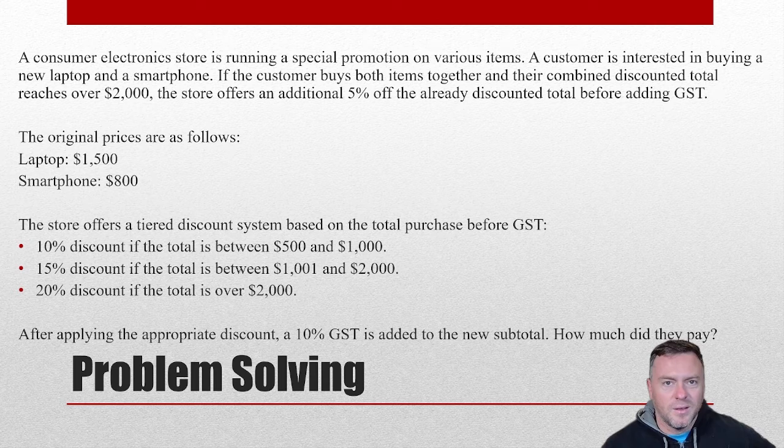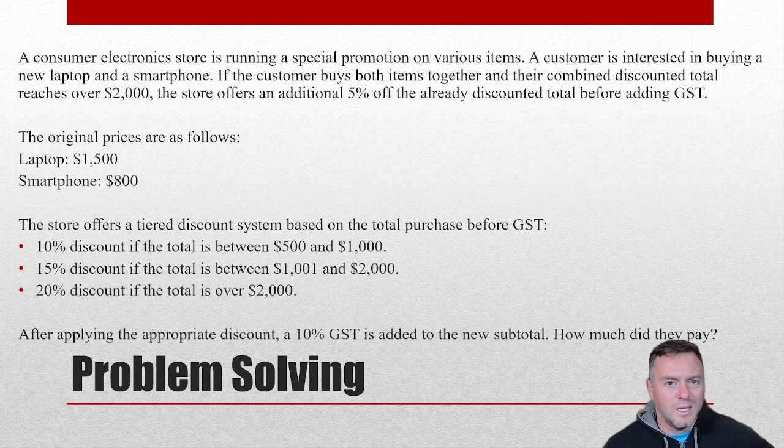A little bit more of a problem-solving style question here. So just have a read and pause. A consumer electronics store is running a special promotion on various items. A customer is interested in buying a new laptop and a smartphone. If the customer buys both items together, their combined discount total reaches over $2,000. The store offers an additional 5% off the already discounted total before adding GST. The original prices are as follows: $1,500 and $800.